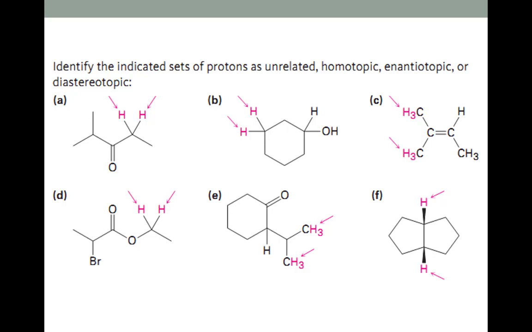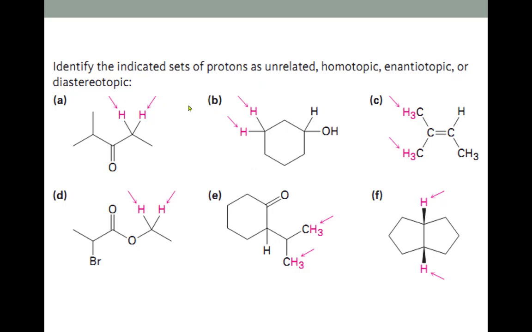So problems that you'll see using this language are problems like this. If we look at a pair of hydrogens like these two, we would ask, are they unrelated? Are they homotopic? Are they enantiotopic? Or are they diastereotopic? And again, some of them might be fairly straightforward to look at. Some of them might not be. But I encourage you to go through these problems and do those tests. Draw out the molecule with an X here, or separately with an X here, to see what the relationship is between the molecules that you would get. And then you can decide which one of these four words applies.